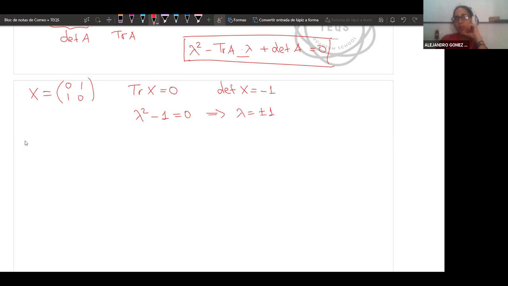Now, we found the eigenvalues, but what about the eigenvectors? To compute the eigenvectors, we need to use the definition of eigenvectors. We have two eigenvalues, so we have two eigenvector equations. The first one is X times u1 equals the eigenvalue times the vector, but the eigenvalue is one, so just u1. The second equation is X times u minus one, because the second eigenvalue is minus one. On the right side, we have the eigenvalue minus one times u minus one.